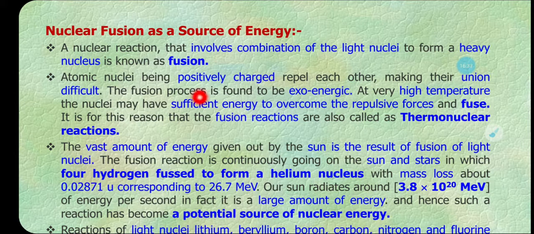Atomic nuclei are positively charged, we know, because a nucleus has positively charged protons present, so the overall charge on the nucleus is also positive, so they repel each other, making their union difficult because of repulsive forces. The fusion process is found to be exoenergic. So if the fusion process is taking place, energy will be liberated. At very high temperature, the nuclei may have sufficient energy to overcome these repulsive forces and then they fuse.